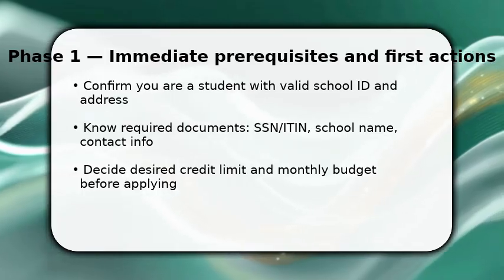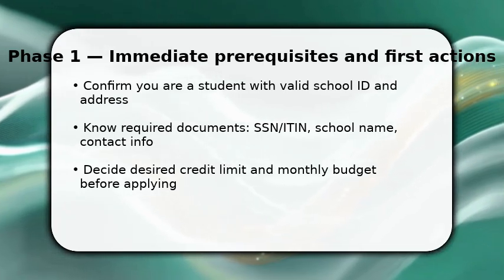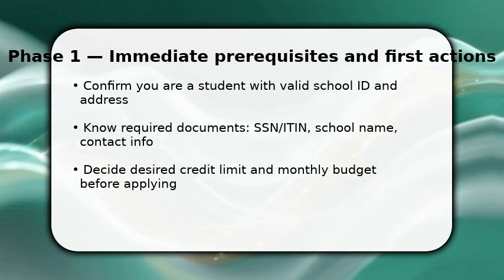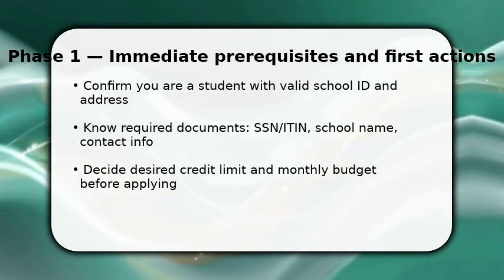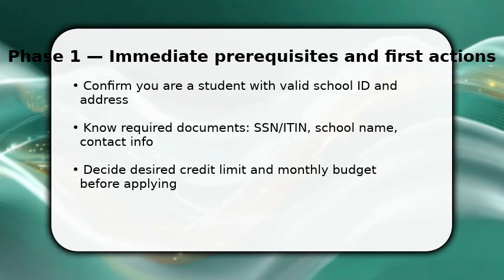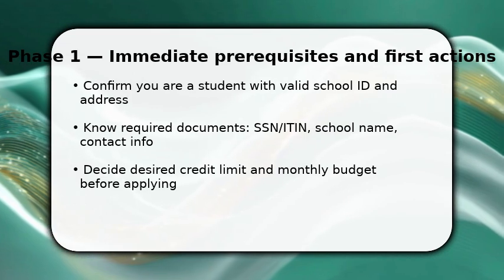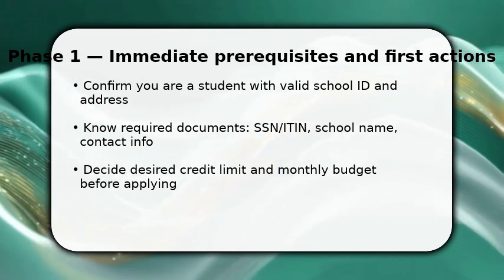You begin by confirming eligibility and gathering documents: school ID, SSN or ITIN, and contact info. Open the Discover It student page and choose the student card application. Complete personal fields accurately. Once done, double-check names, spelling, and address so verification goes smoothly.